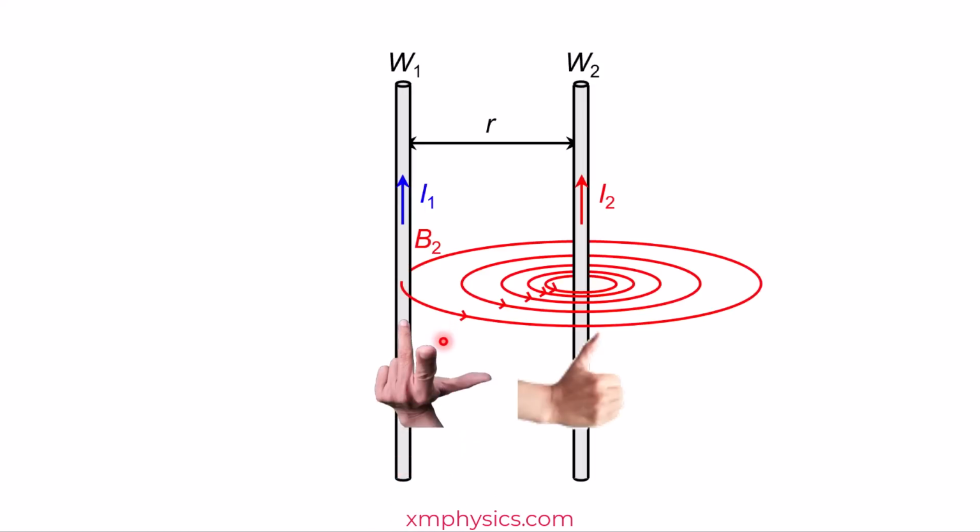So at this position, the magnetic field is coming out of the screen. So let's bring in Fleming's left hand. Magnetic field is coming out of the screen. The current is going up. So it turns out the magnetic force is rightward. See? Wire 1 is attracted towards wire 2.